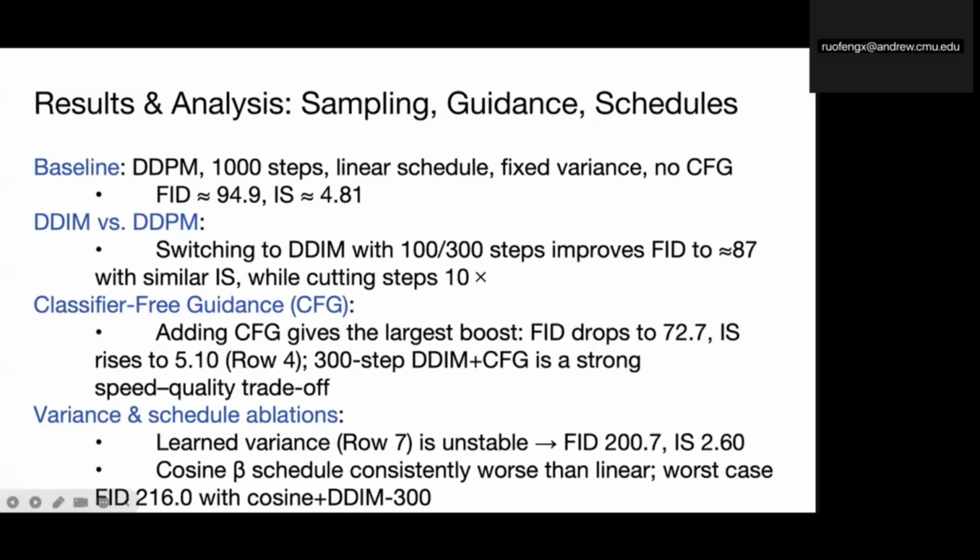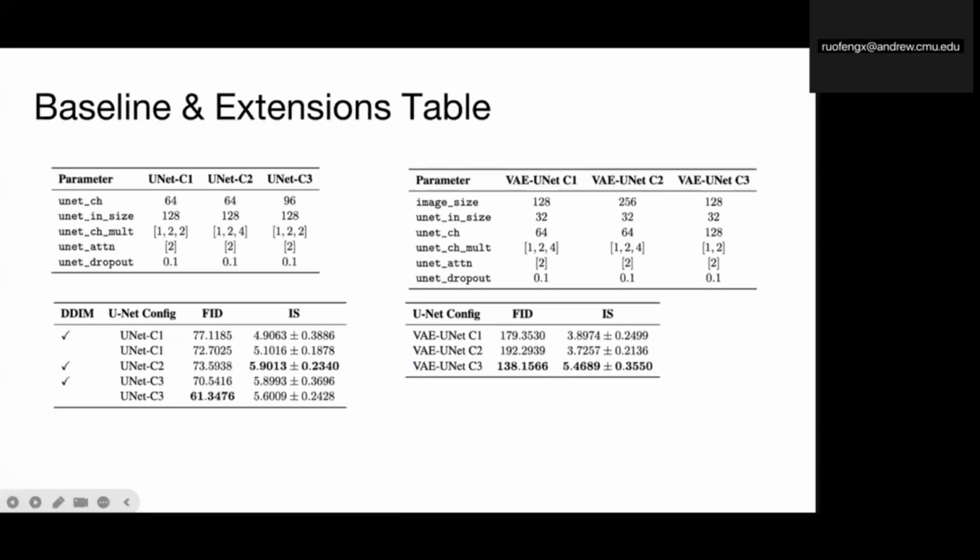Results show that DDIM sampling slightly improves FID while using far fewer steps, but the largest gains come from CFG, which pushes FID down and IS up, with DDIM plus CFG giving a strong quality speed trade-off. In contrast, learned variance and cosine schedules are unstable.